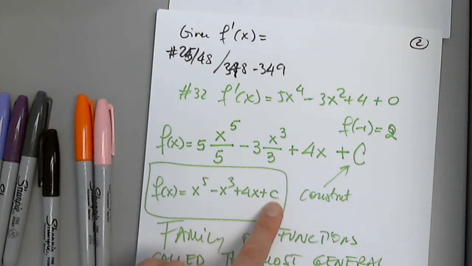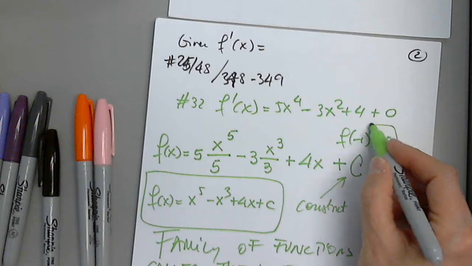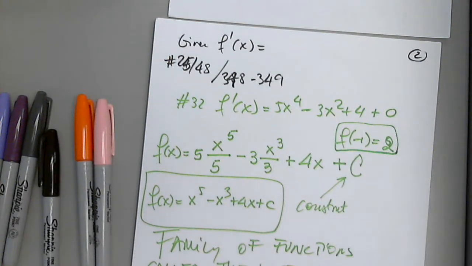For any c, you get a different function. A family of functions called the most general antiderivative of f prime. However, we are given a side condition. What does this mean and what is it used for? What do you think it's given to us?